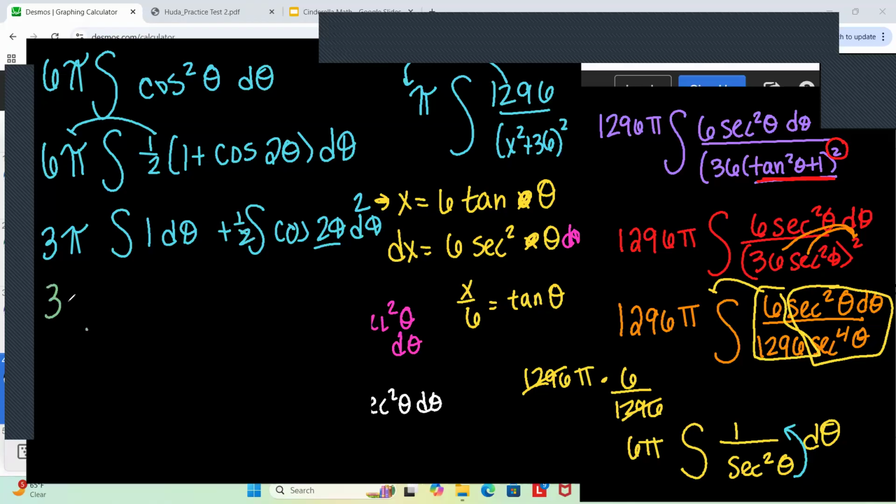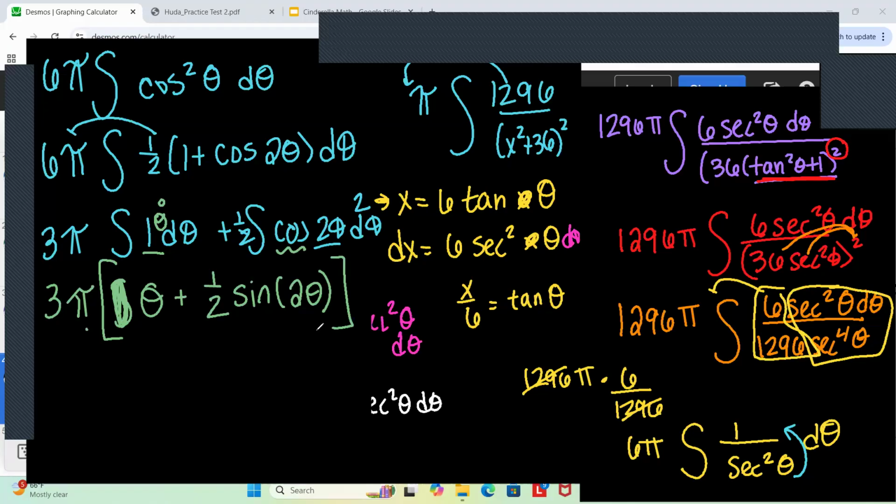Okay, 3 pi. Integration of 1. So really it's 1 theta to the 0. Add 1. So that would be theta to the 1 over 1, but we don't write the 1s. Plus a half. And integration of cosine. Whose derivative is cosine? Sine. Keep the argument. There's our integral, and this should be like that. 3 pi times all that.